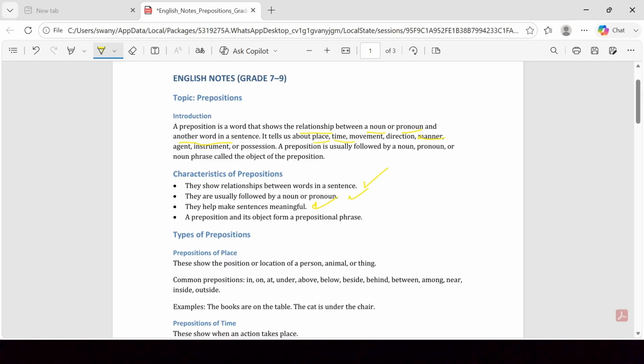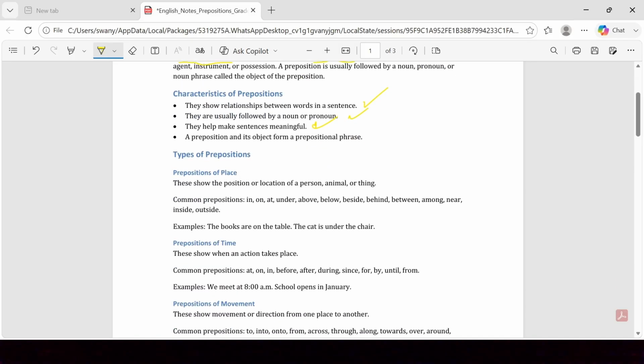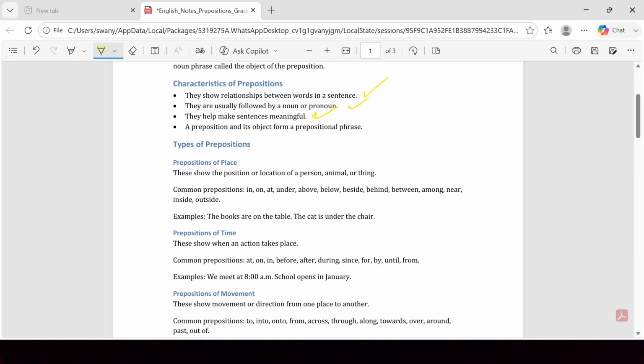A preposition and its object form a prepositional phrase. When you take a preposition and its object, remember the object is the one that is receiving the action from the subject. Then after those characteristics, let us also learn about types of prepositions. Under the types of prepositions, we have the prepositions of place.